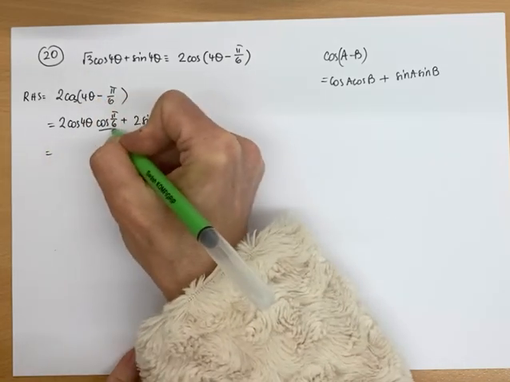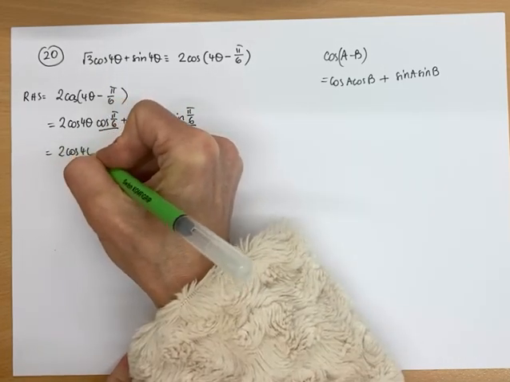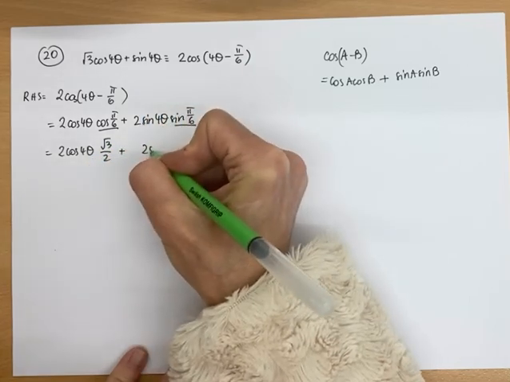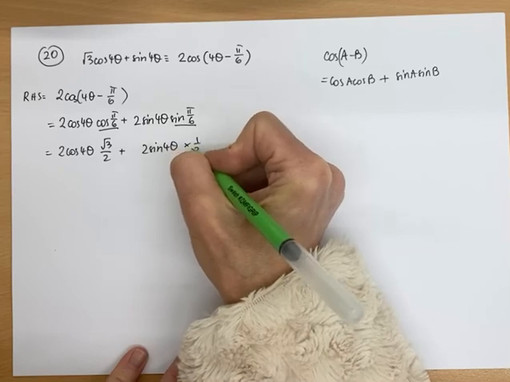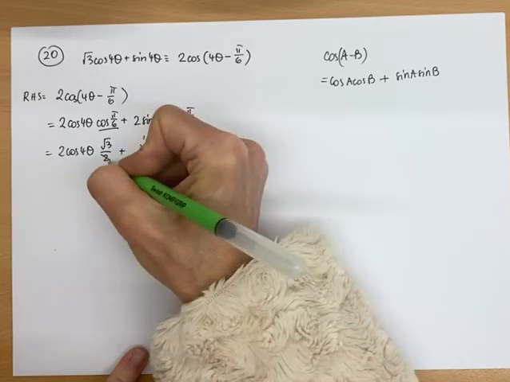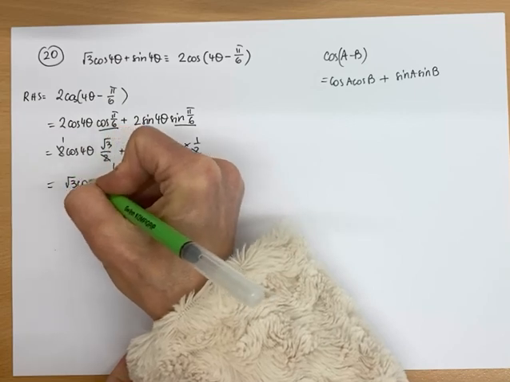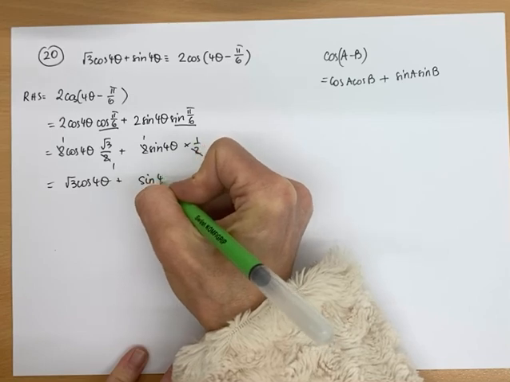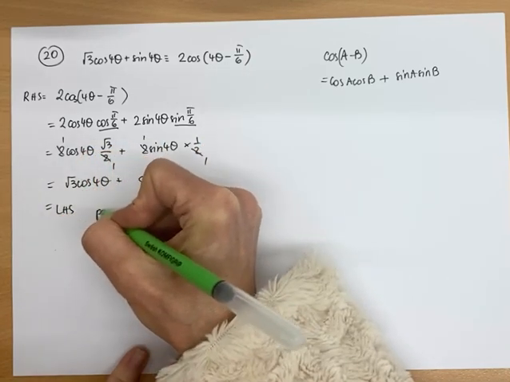So now we can find the values of these two, which you're meant to know, but you can check with a calculator. √3/2 for the first one, and a half for sine. This is 30 degrees. So that cancels, and you have √3 cos 4 theta plus sine 4 theta, which is our left-hand side, so it's proven.